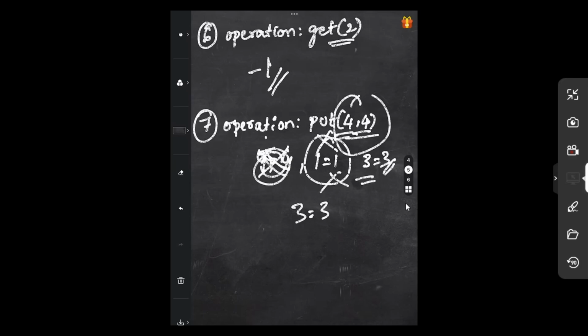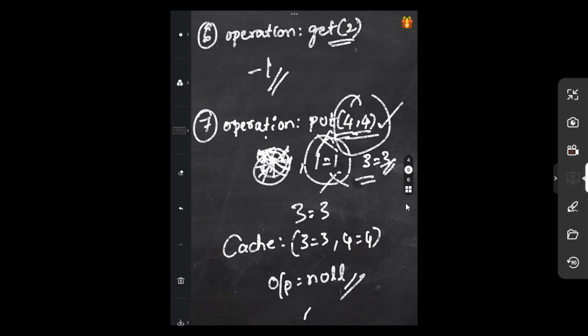After this we'll be adding 4 comma 4. So the cache in this step will be 3 equals 3 and 4 equals 4. So the output will be still null here, because we know that the return value of the put operation they have given is void or null. So this is the 7th operation or 7th step.